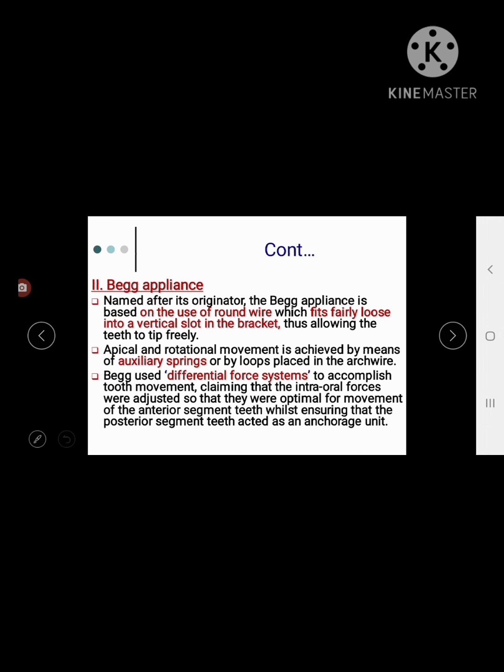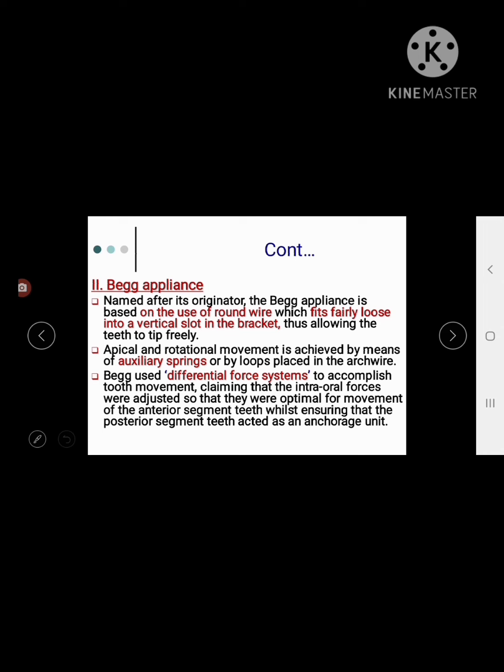The second fixed appliance is the Begg appliance, named after its originator. The Begg appliance is based on the use of round wire which fits fairly loosely into a vertical slot in the bracket, thus allowing the teeth to tip freely. Vertical and rotational movement is achieved by means of auxiliary springs or by loops placed in the archwire.